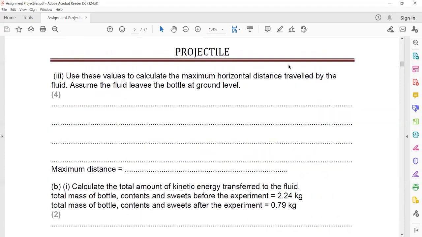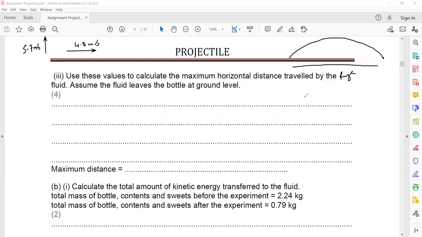The next part: use the value calculated for the maximum horizontal distance. Assume that the fluid leaves the bottle at ground level. So we have the horizontal component at which it is coming out, 4.8 meters per second, and we got the vertical component as well, 5.7 meters per second. To get the horizontal distance, we need the horizontal component, and horizontally there is no acceleration. So we have the formula: speed is equal to distance, or range here, divided by time. We have the horizontal speed, but we don't know the total time for the flight, the total time it remains in the air.